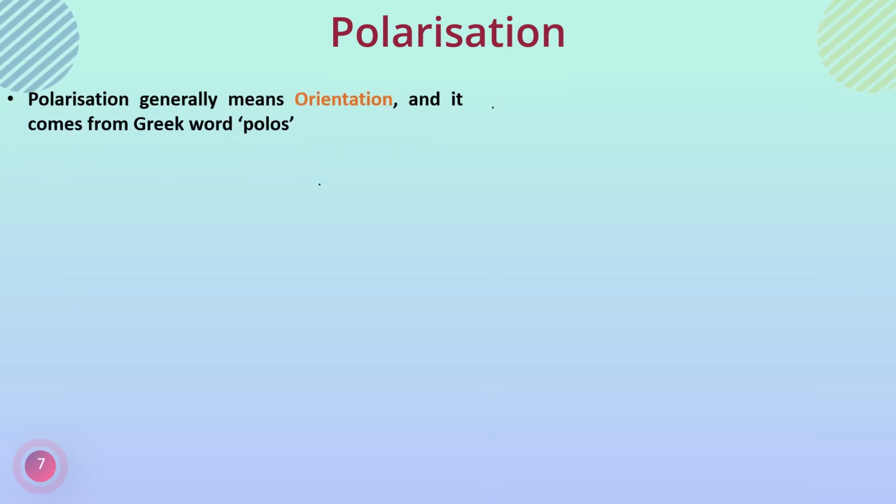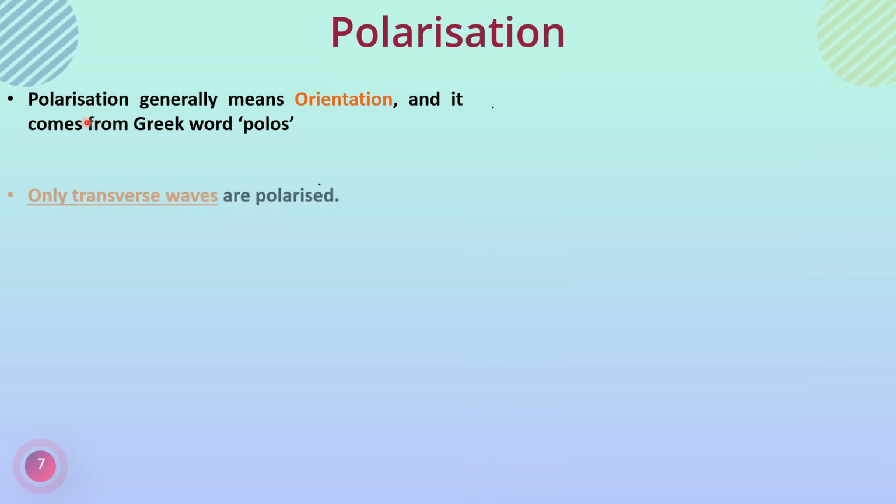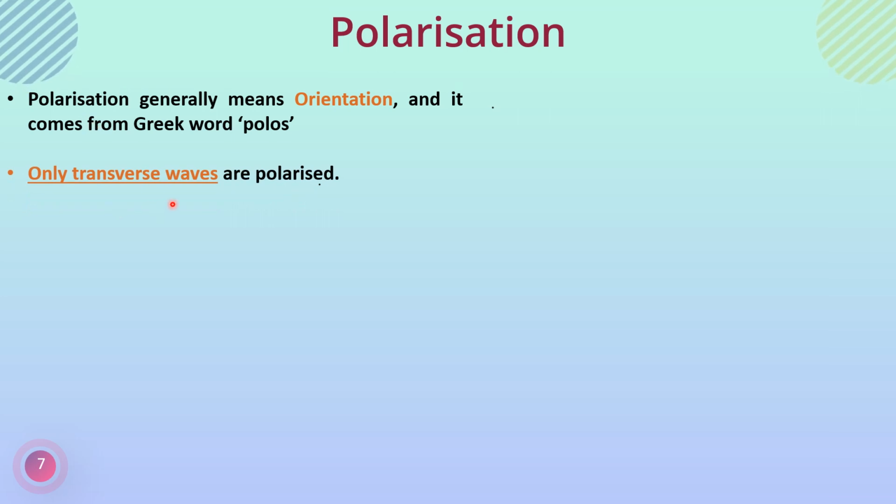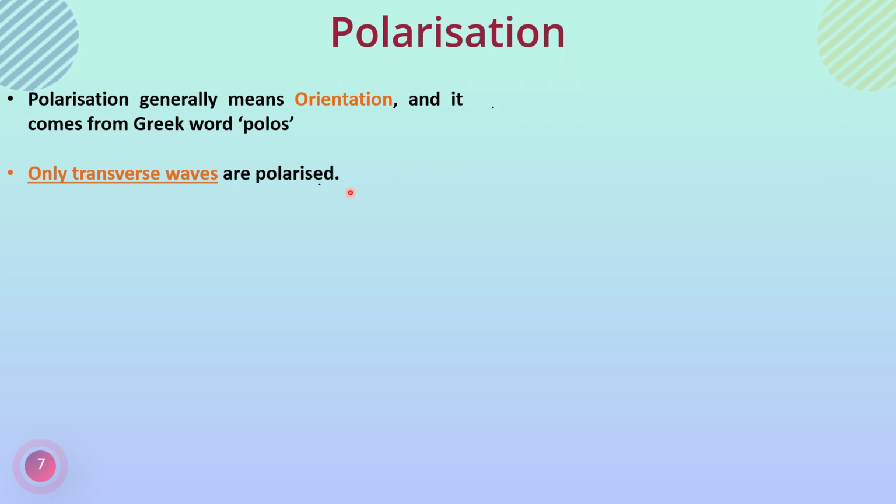Well, what do we mean by polarization? Basically, polarization is a Greek word. It comes from the Greek word polos, which is the origin of polarization, and it means orientation. So polarization means orientation. Only transverse waves are polarized. Remember, only transverse waves are polarized. We are going to discuss why transverse only. That means the longitudinal waves are not polarized. So the polarization concept is not for longitudinal waves. Be careful about this small hint.